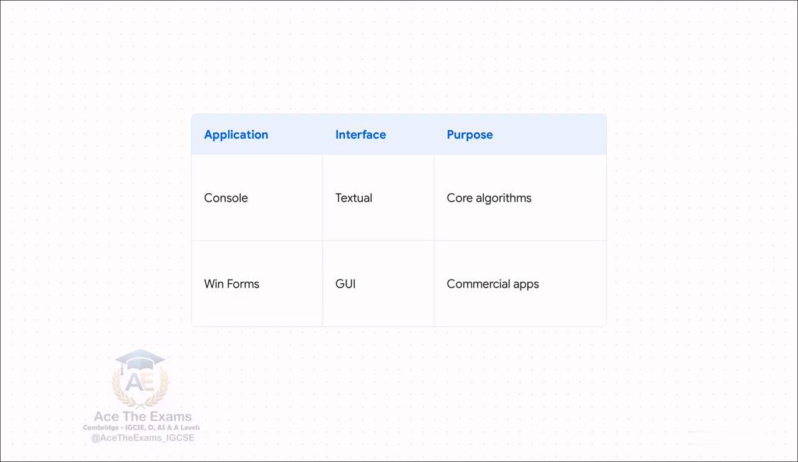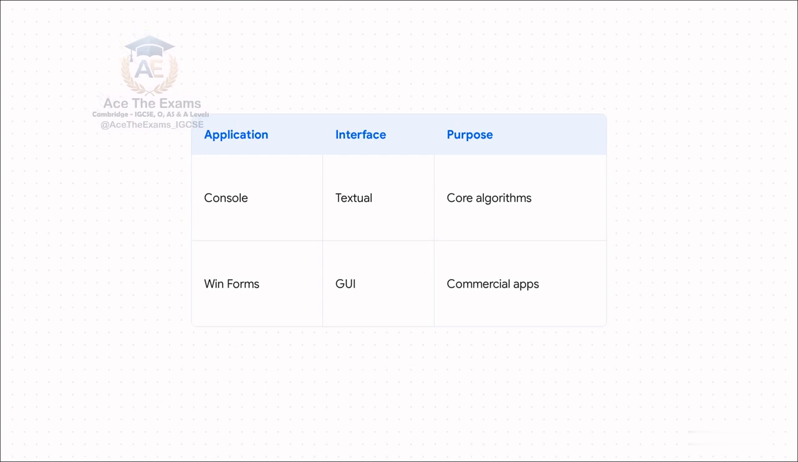Within it, we're looking at 2 main application modes. On one side, you have the console application. This is a textual command line interface, totally uncluttered by any graphics. It's perfect when you're first learning core algorithms. Then, on the other side, we have the Windows Forms application, which gives you a much richer, commercial-style graphical user interface, or GUI. The source material emphasizes that jumping between both formats drastically improves and supports the development of your computational thinking.